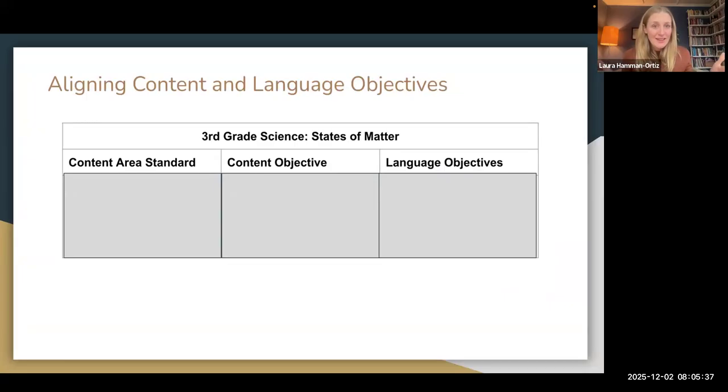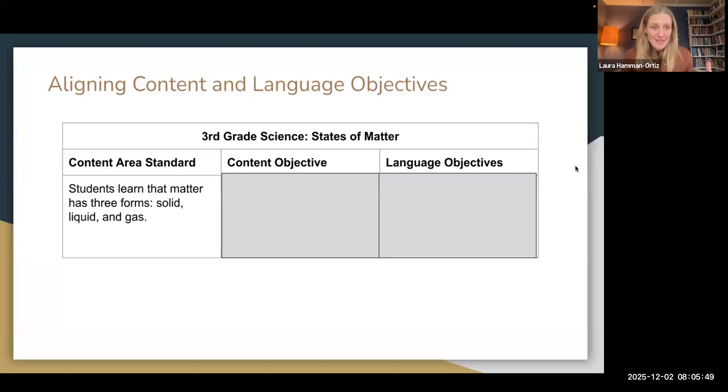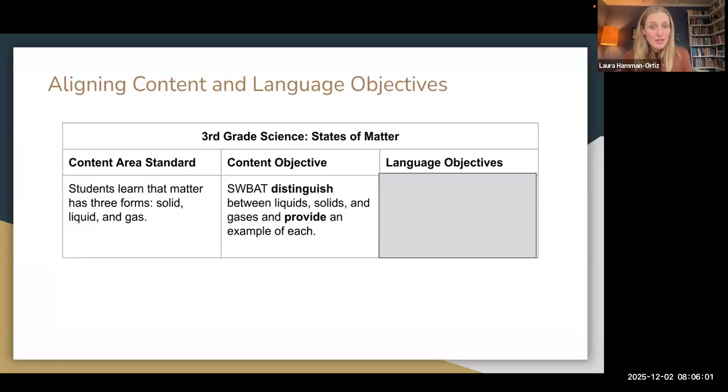So if I was planning a language objective, I might begin by thinking about the content that I'm teaching. So here we have a third grade science lesson focusing on the states of matter. So the content area standard that might be part of this lesson, or that students are working toward, is students learn that matter has three forms: solid, liquid, and gas. The specific objective we're working on in this lesson is students will be able to distinguish between liquids, solids, and gases and provide an example of each. So you can see I distilled that down. It's much more targeted. They're not just learning about these three forms, they're distinguishing between them and they're able to give an example.